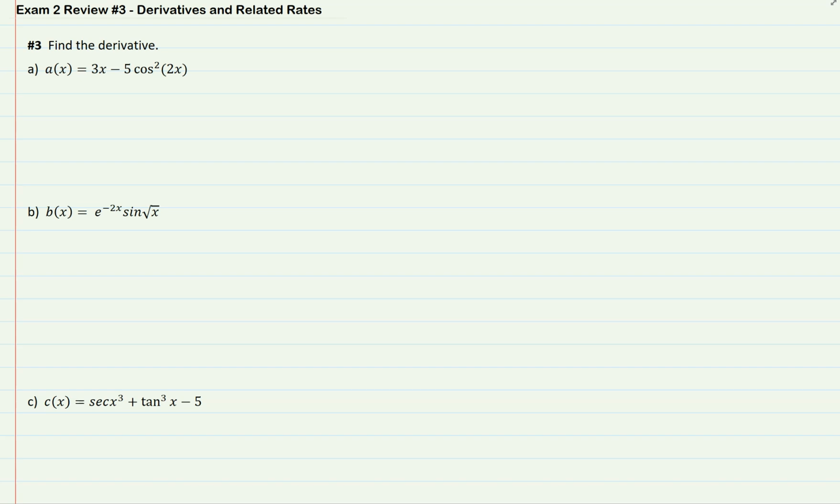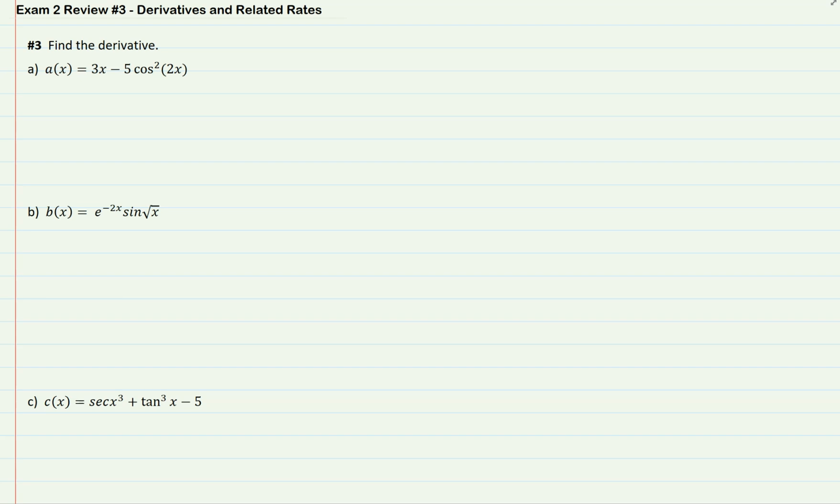This is exam 2 review and it has to do with derivatives and related rates. That's what the test is about. For problem 3, you are asked to apply various rules to find the derivative of these 3 functions. So let's go ahead and get started.